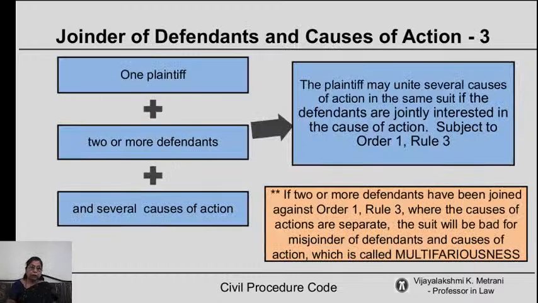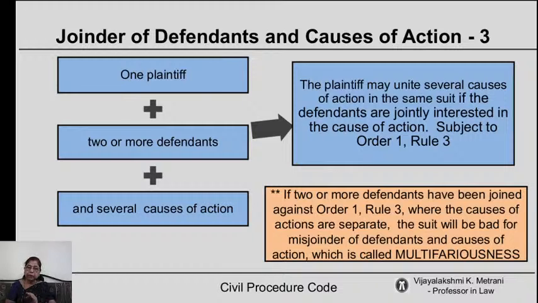Third situation, joinder of defendants and causes of action, like 2 or more defendants. One plaintiff is there, more than two defendants are there, so there are several causes of action. Then the plaintiff can unite several causes of action in one suit against the defendants. The defendants should be jointly interested in the cause of action. So if there is one plaintiff, 2 or more defendants and several causes of action, the plaintiff can unite on the condition that the defendants are jointly interested in the cause of action, subject to order 1, rule 3.